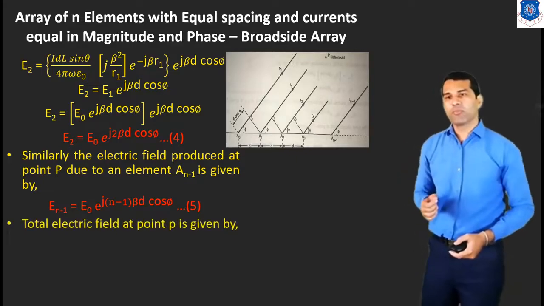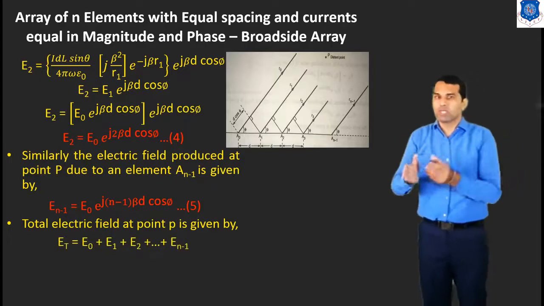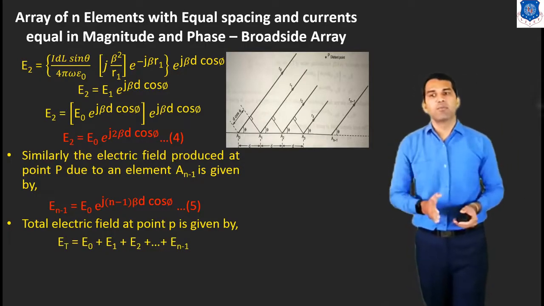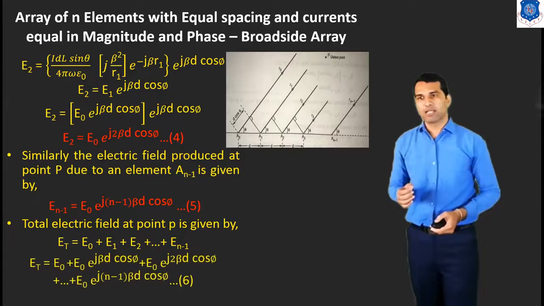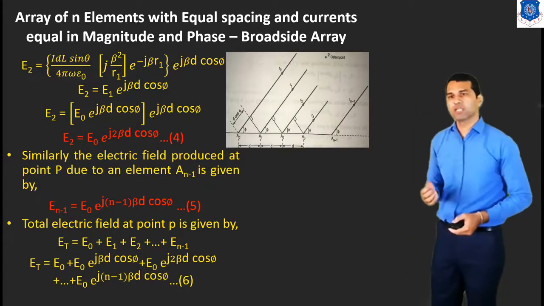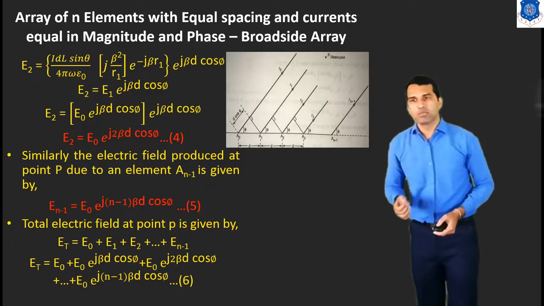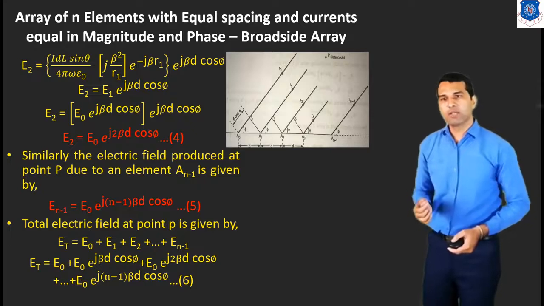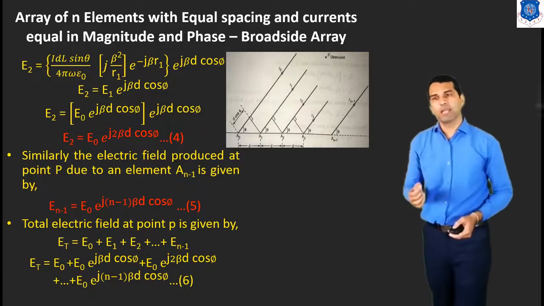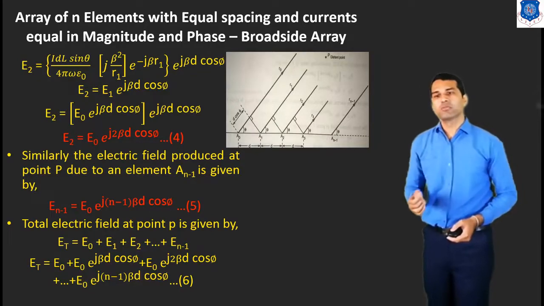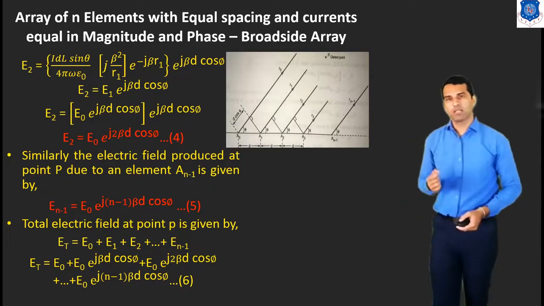The total electric field at the point P is the summation of the individual fields: Et = E0 + E1 + E2 + up to En-1. Now we put the values. E1 is E0 e raised to j beta d cos phi, as we have proved. Same as E2, E0 e raised to j 2 beta d cos phi, up to the n-th term, that means En-1 is E0 e raised to j (n minus 1) beta d cos phi. And now we give this equation as equation number 6.